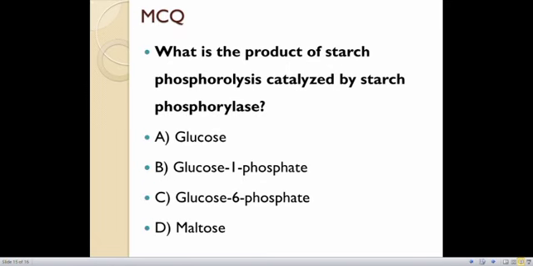The second MCQ is: what is the product of starch phosphorolysis catalyzed by starch phosphorylase? The option A is glucose, option B is glucose 1-phosphate, option C is glucose 6-phosphate, option D is maltose. Now you should feel free to answer these MCQs in the comment section.